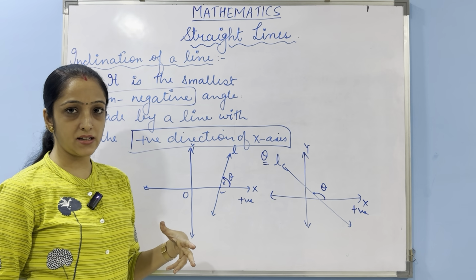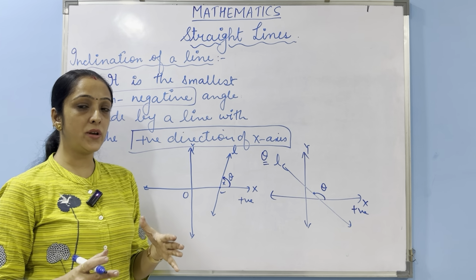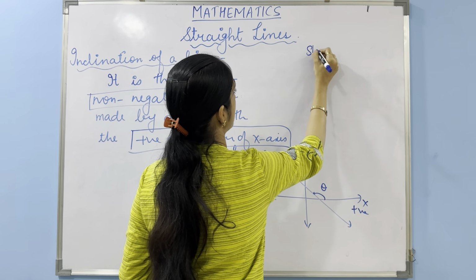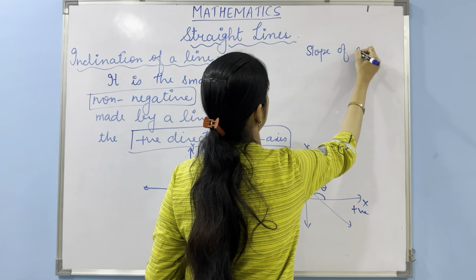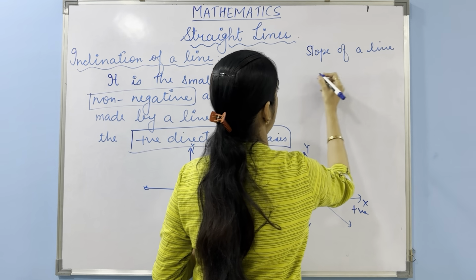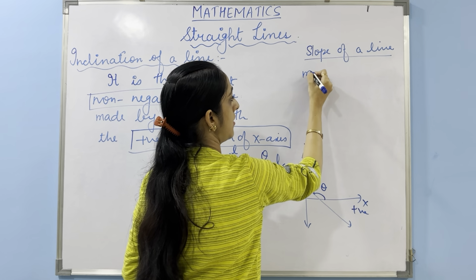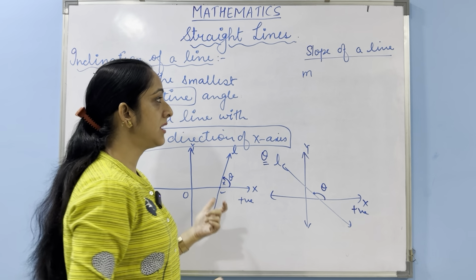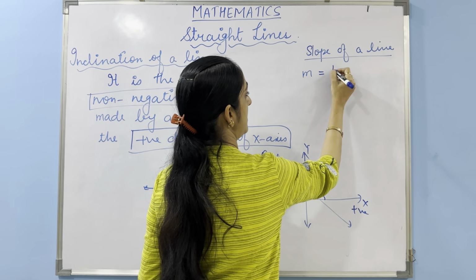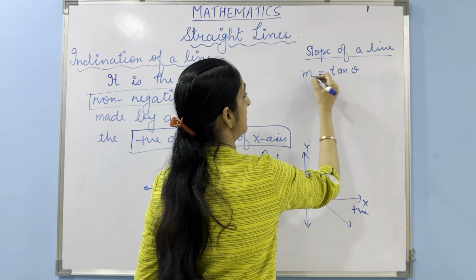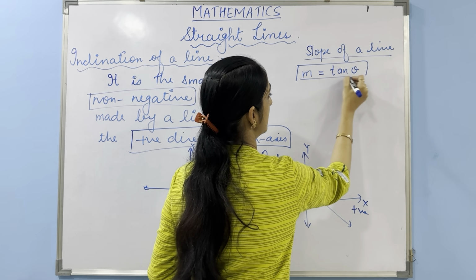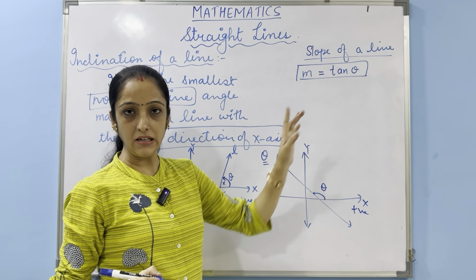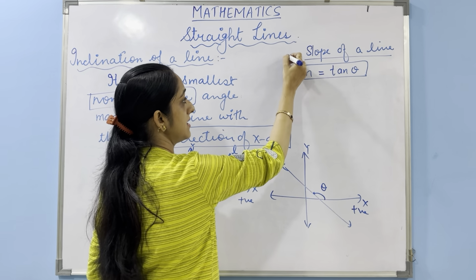Now, after inclination, we will see how we can find slope of a line. Now, slope of a line is very simple. If inclination is known, slope of a line, it is represented by letter m, and if inclination is known, then m, that is slope of a line, is given by tan theta, that is tangent of inclination. So this is first point. Okay, slope is tangent of inclination.